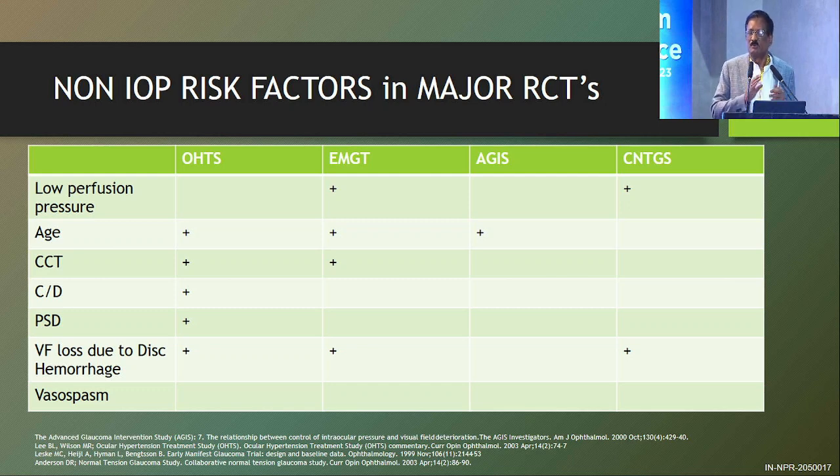We know that as the population percentage of people crossing 60 increases, automatically the prevalence of glaucoma increases. There is no doubt about it. CCT is another contributory risk factor, and CD ratio, we are giving more importance to the CD ratios, but it is very less. And PSD, we are also giving importance, but it is also contributing much less. And disc hemorrhages are a very significant risk factor for glaucoma progression as well as for the diagnosis.